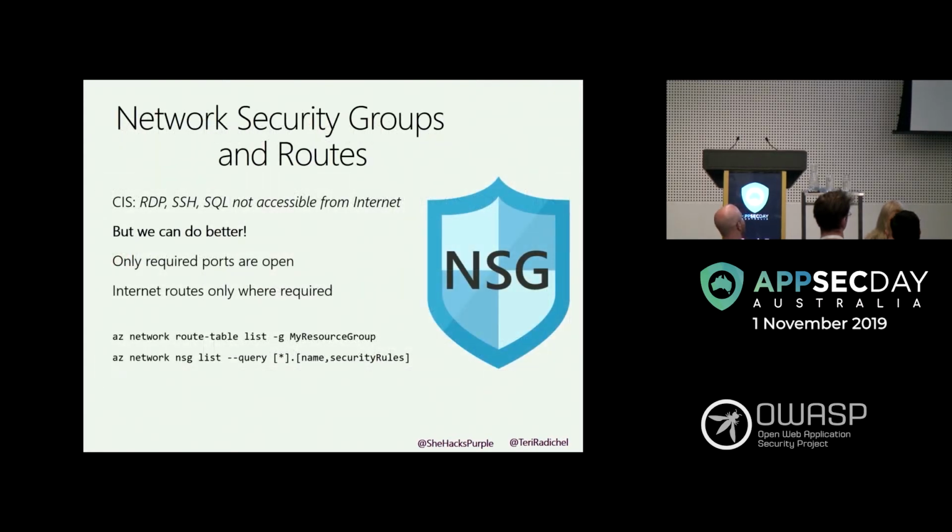One of the things that gets attacked a lot in the cloud is RDP, SSH, and SQL. You don't want those databases exposed to the internet. There are so many examples of breaches where people have just exposed databases straight to the internet, and that's bad, right? And there are also a lot of examples of RDP and SSH brute force.